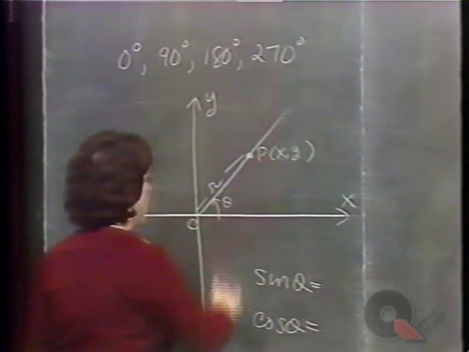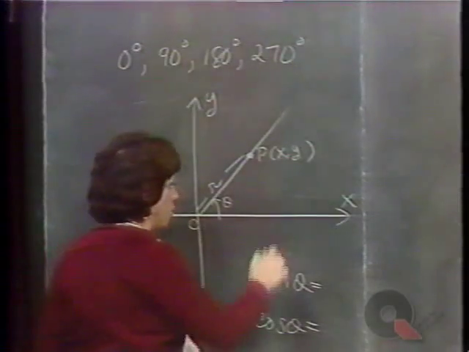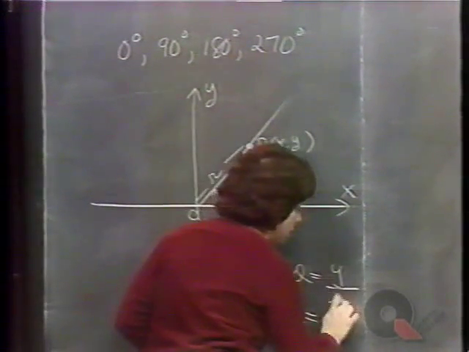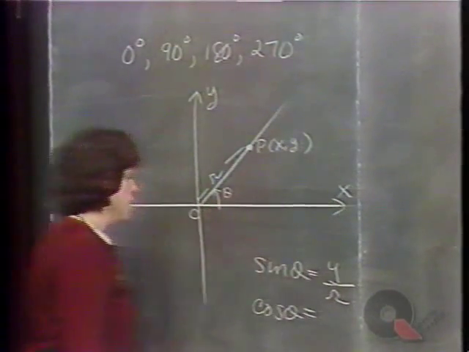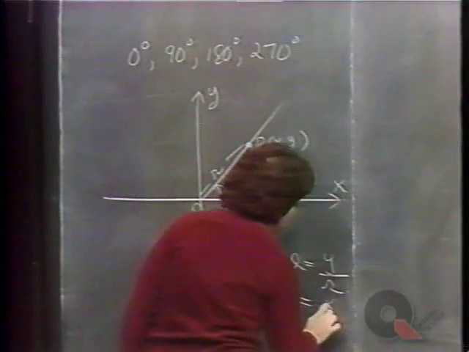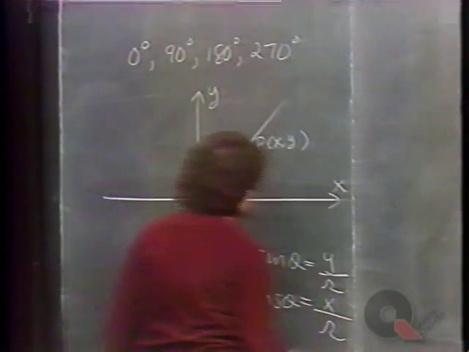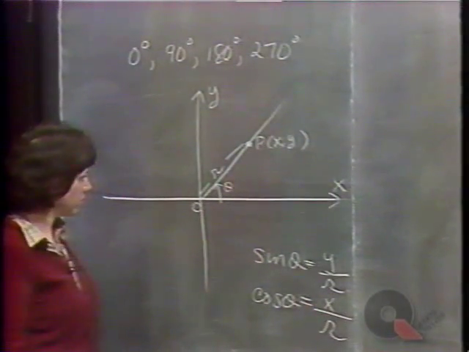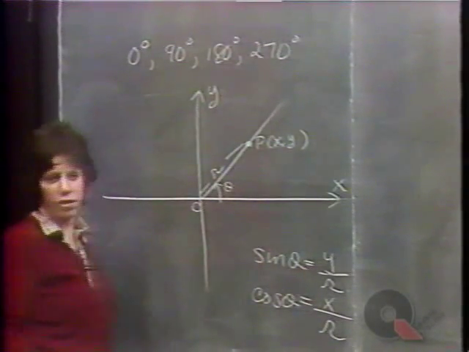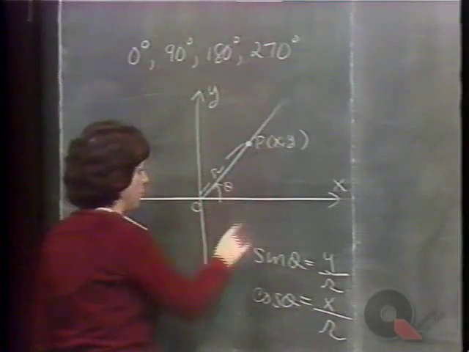The sine of angle theta is defined to be the y-coordinate of this point on the terminal side divided by r, the distance of this point from the origin. And the cosine of angle theta is defined to be the x-coordinate of this point divided by its distance from the origin. Now these are equivalent to the SOHCAHTOA definitions if the angle is in the first quadrant.